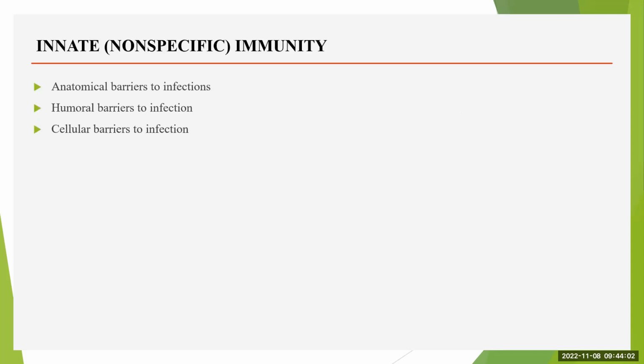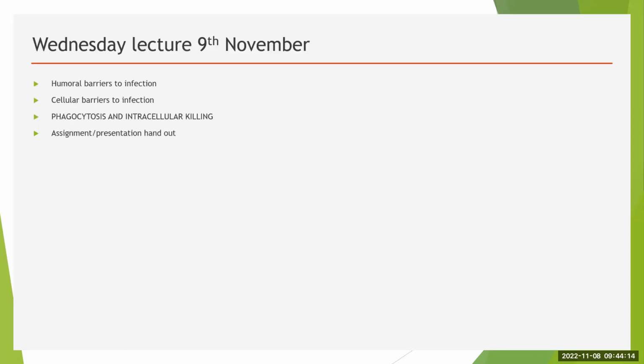Okay, so in this lecture, we've talked mostly about anatomical barriers. Then in the next lecture, we'll talk about the humoral barriers to infection and the cellular barriers to infection. Then we'll also go on to talk about phagocytosis and how the intracellular killing of organisms occurs within the context of the innate immune system.